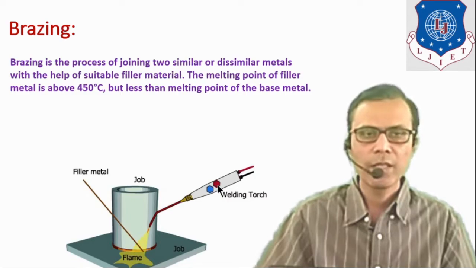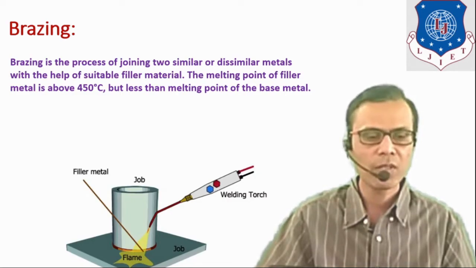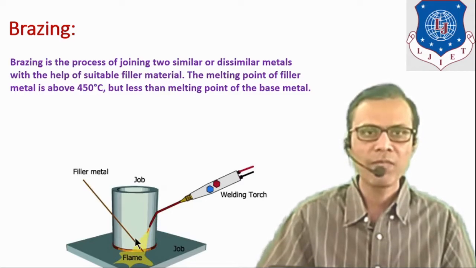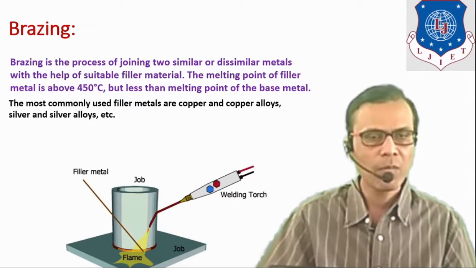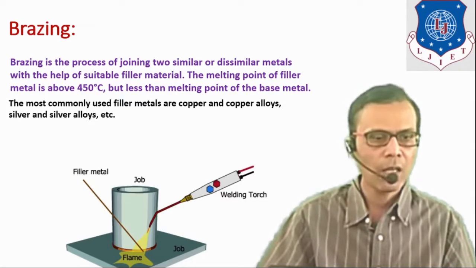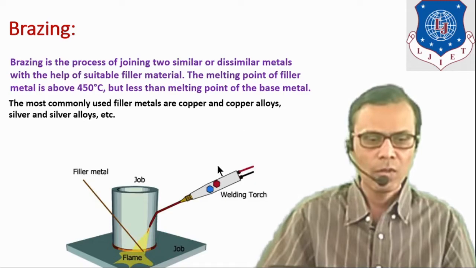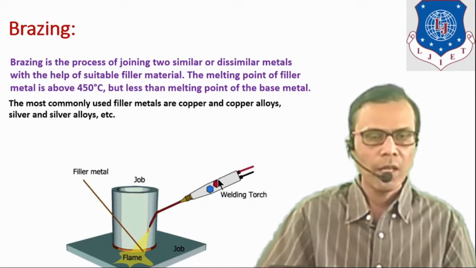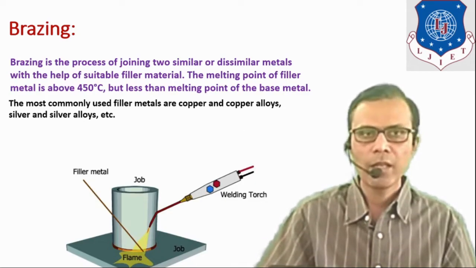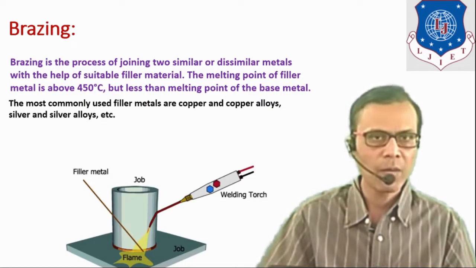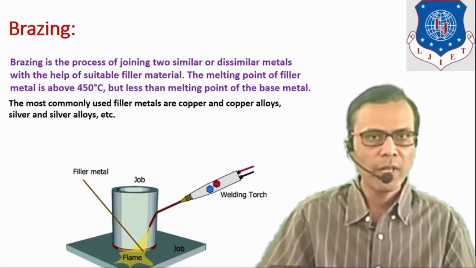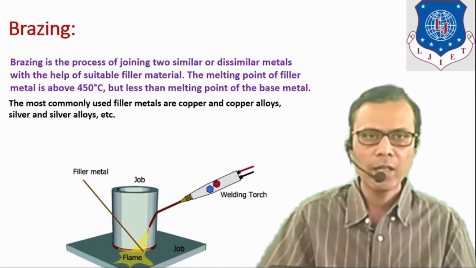A welding torch is necessary to perform the operation, as we are using filler metal, and the generally used filler metal is copper and its alloys. Sometimes silver and its alloys are also used. So it is a welding torch, and now we know that there are three types of welding flames: carburizing flame, oxidizing flame and neutral flame.